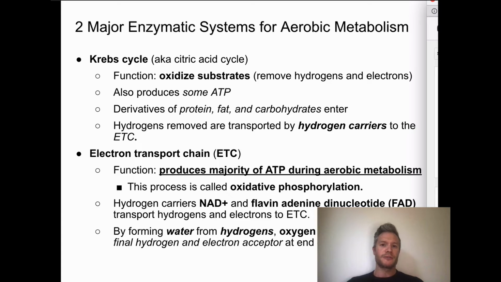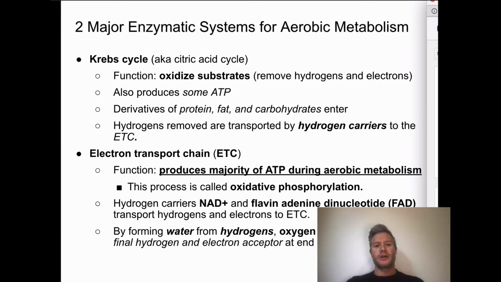The first one being Krebs, which we already stated. This will be the focus of this video. But the next video will focus on the electron transport chain. And that's the second part of the aerobic metabolic system. So just to, again, introduce a few concepts about this.